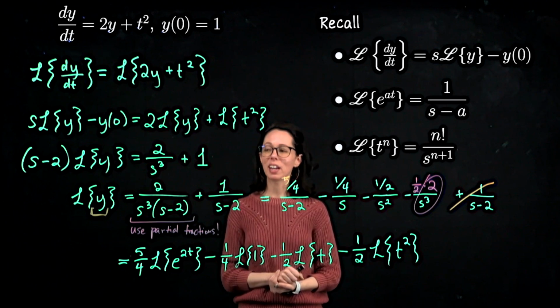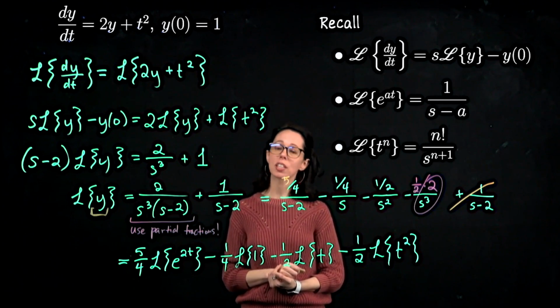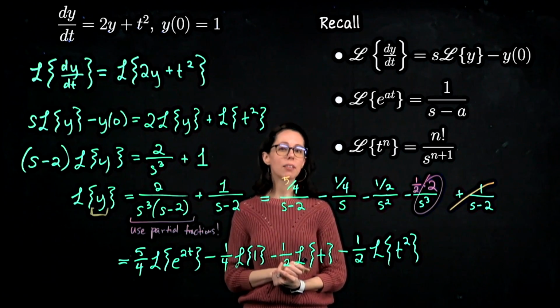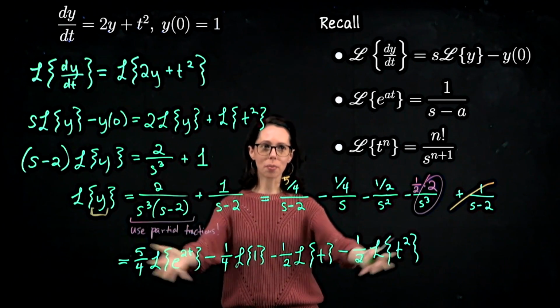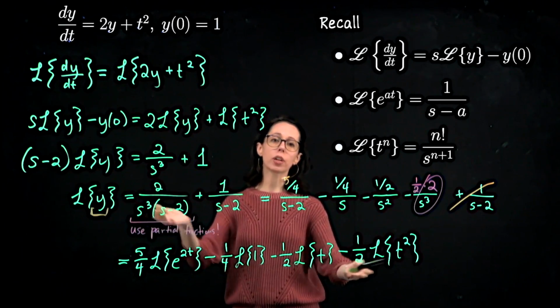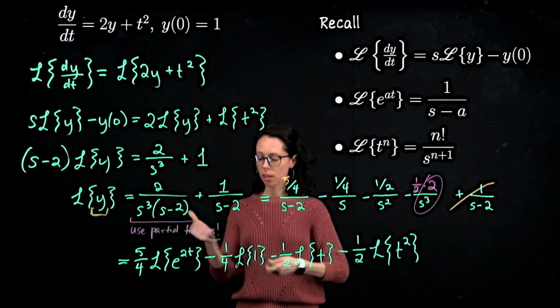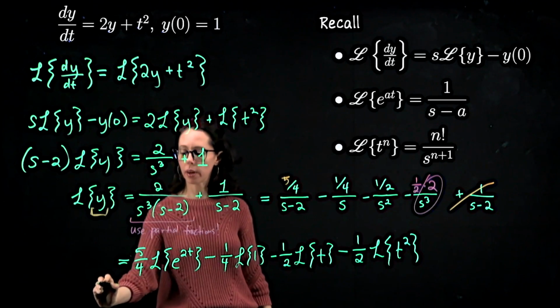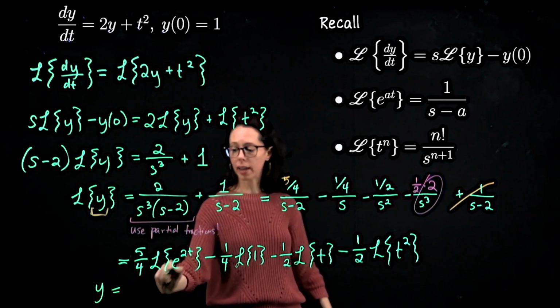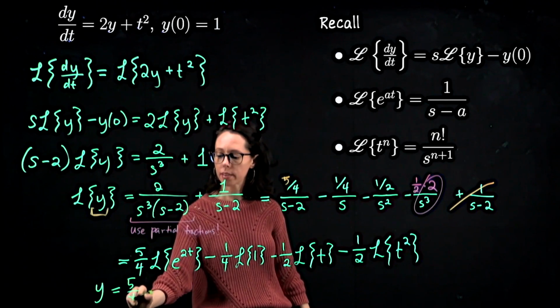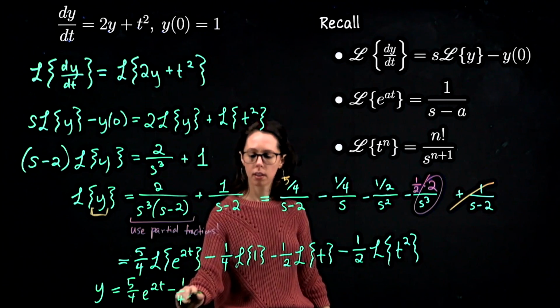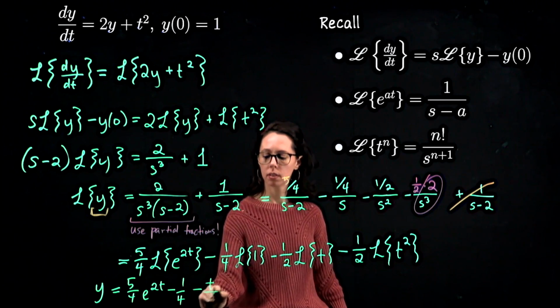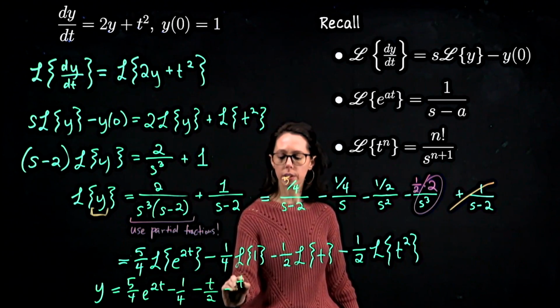But for a continuous function like y, a solution to this differential equation, the Laplace transform is invertible. So if the Laplace transform of this equals the Laplace transform of this, that means that what we took the Laplace transform of had to be the same thing. So the solution to our differential equation is y equals 5/4 e to the 2t minus 1/4 minus t over 2 minus t squared over 2.